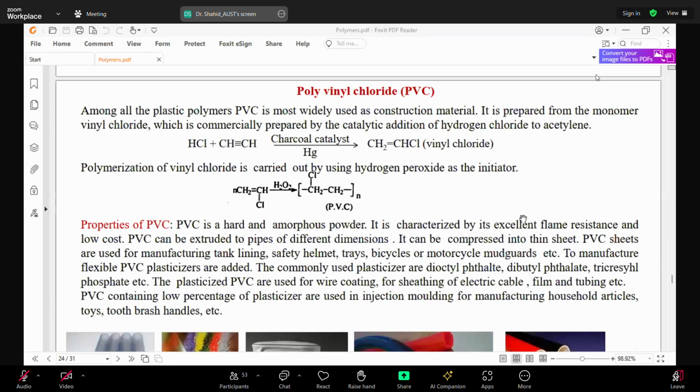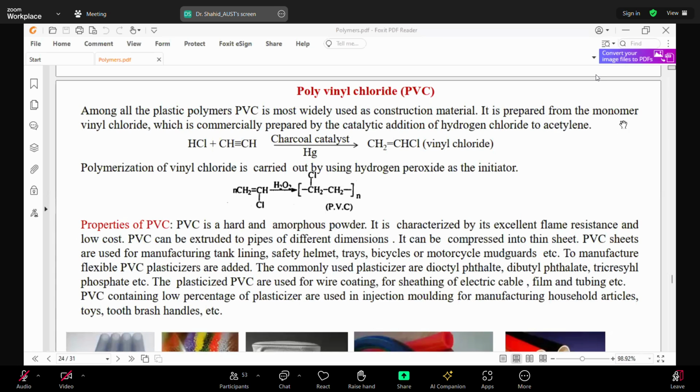First one is polyvinyl chloride, PVC. This is the very famous plastic, the polyvinyl chloride PVC pipe. Do you know? Response, please. Yes, sir. Okay, so among all the plastic polymers, PVC is most widely used as construction material. That means if you want to build a high-rise building, there are many types of pipe and different types of sanitary wire we have to use. So PVC pipe is the most commonly used construction material.